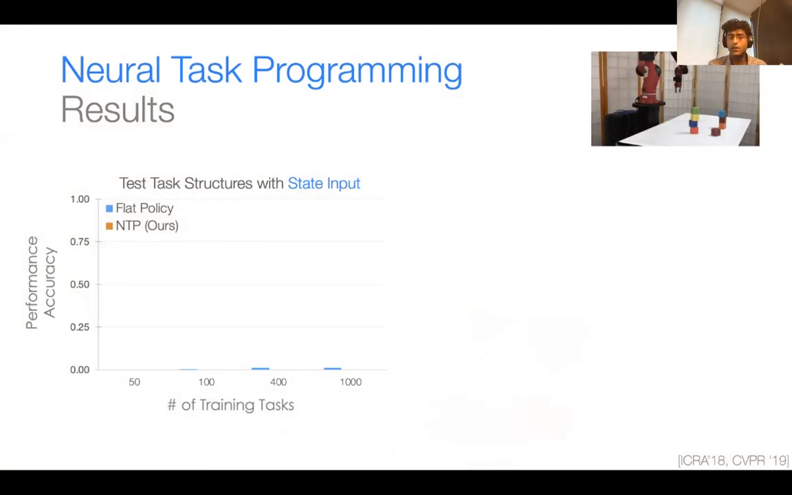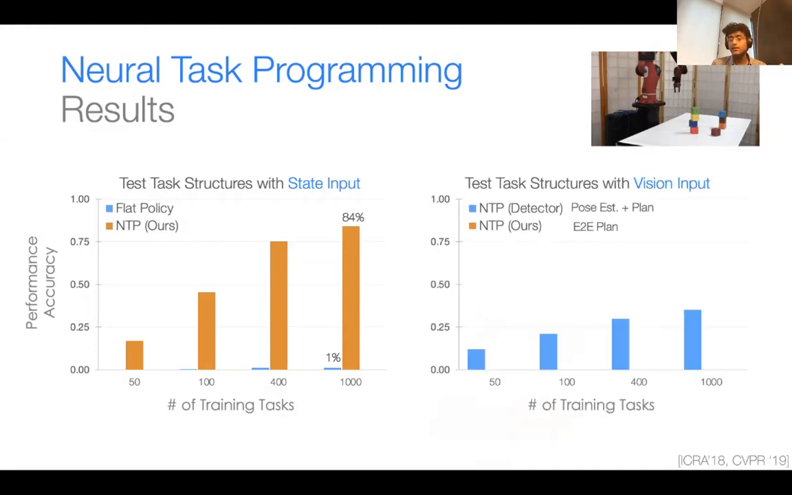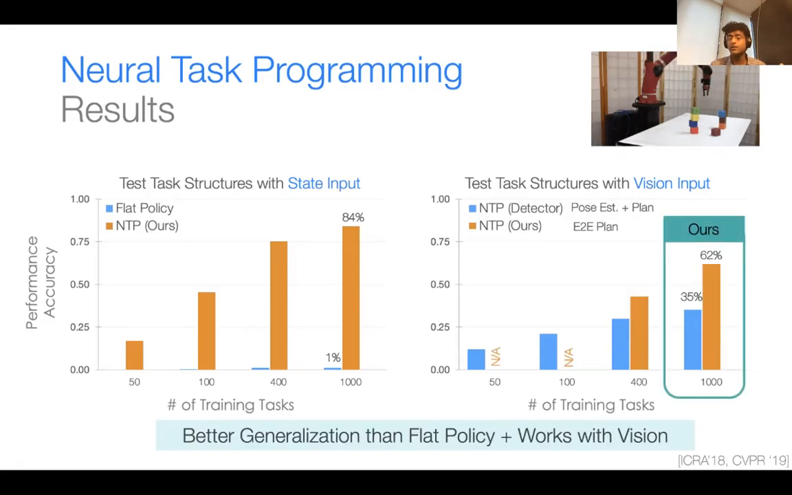So looking at these quantitative results, what we find in this case is that our model can perform fairly well in training data where the tasks are seen with state input. But interestingly, you can actually also do this on vision input. So now, not only the input of the demonstration is actually a sequence of images. In this case, you can compare a detector-based model, which is a two-stage pipeline where you detect the positions of each of these blocks, and then the detection output is fed as a state to the model. And we can also do an end-to-end pipeline. We notice the end-to-end pipeline doubles the performance.